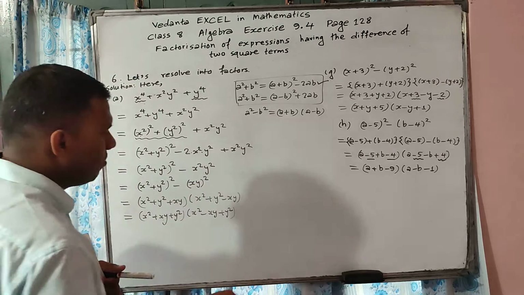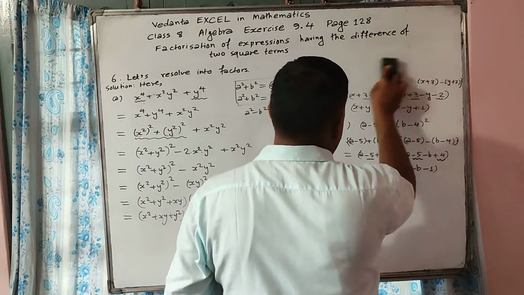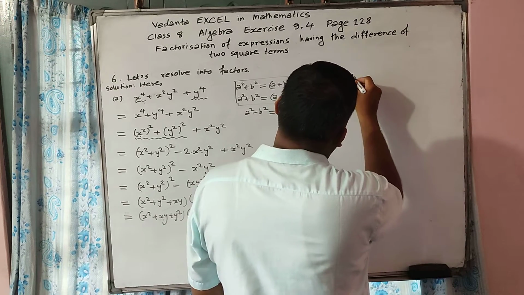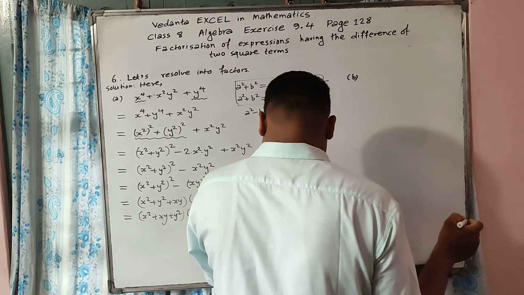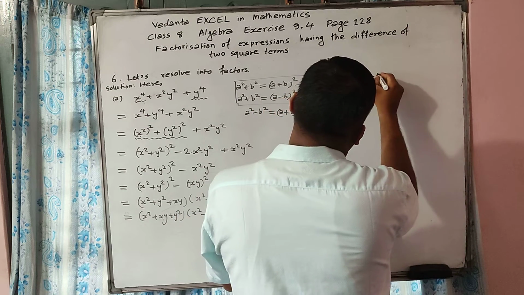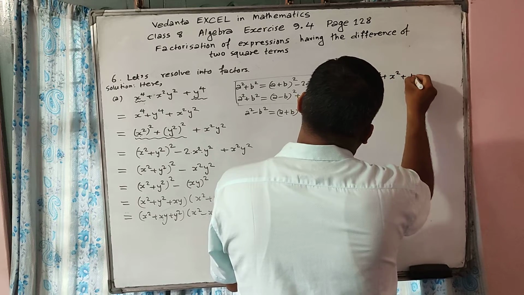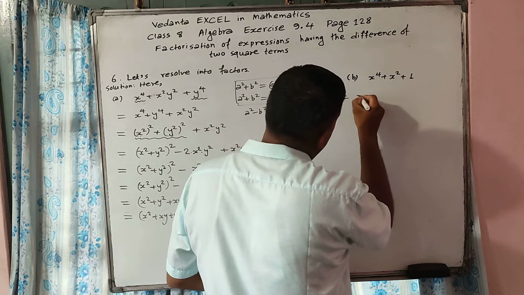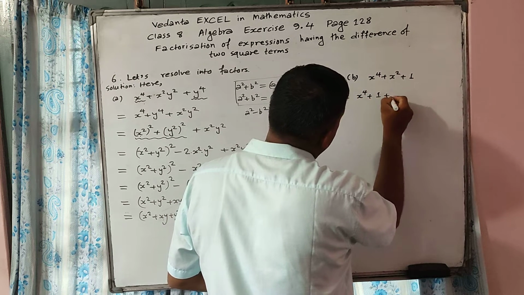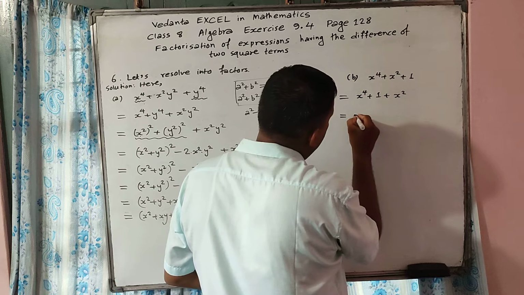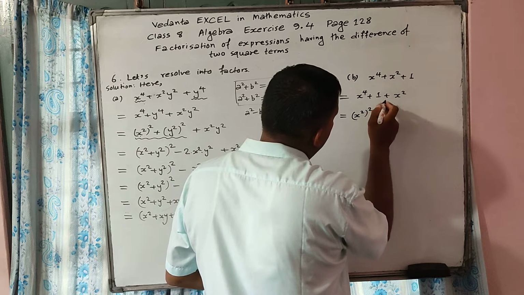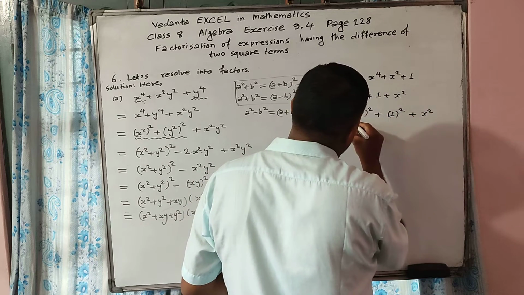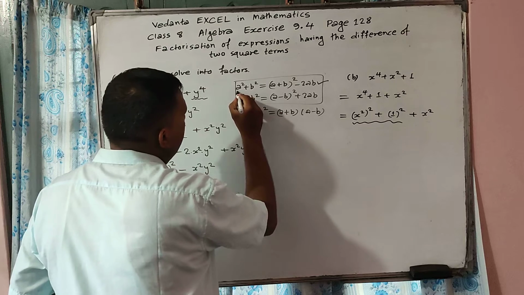Now your next question, B. On B we have x to the power 4 plus x square plus 1. This is equal to, from first and last putting together, x to the power 4 plus 1 plus x square. X to the power 4 is x square whole square, 1 is 1 whole square, plus x square, which makes a square plus b square form.